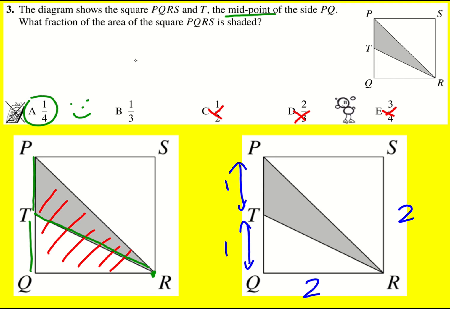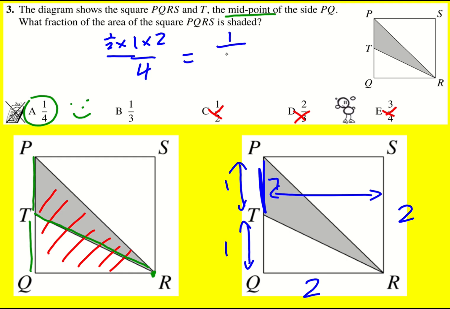So the area of the square is going to be 2 times 2 or 4, and the area of the triangle is going to be a half times the base, which in this case I'm going to say is the 1, times the height, or the perpendicular height, that's very important, which is going to be 2. Which again, a half of 2 gives 1, we get a quarter.